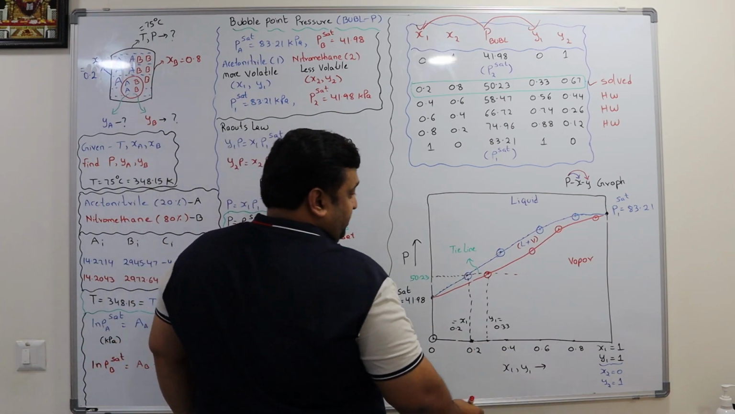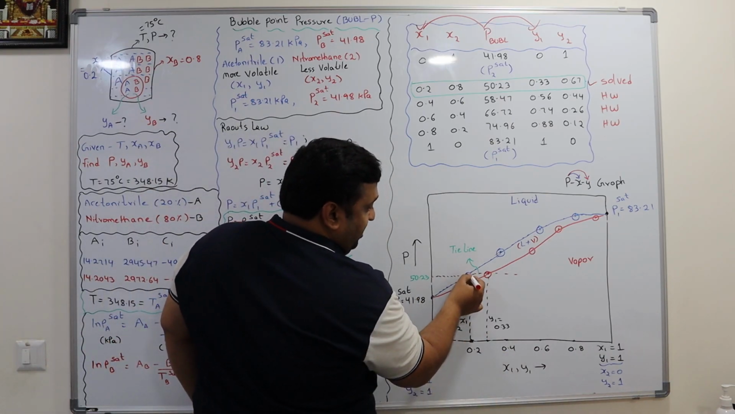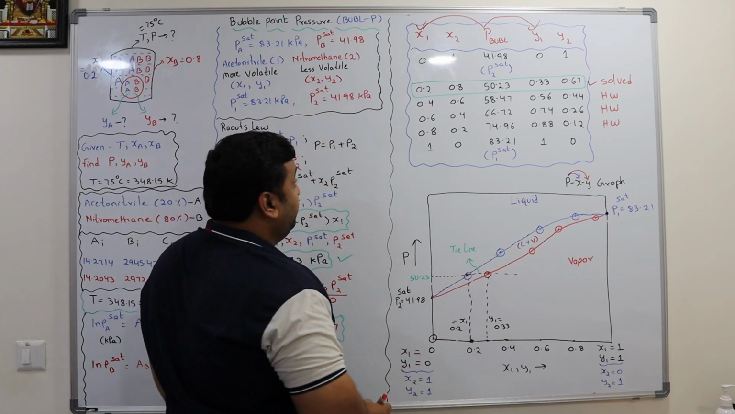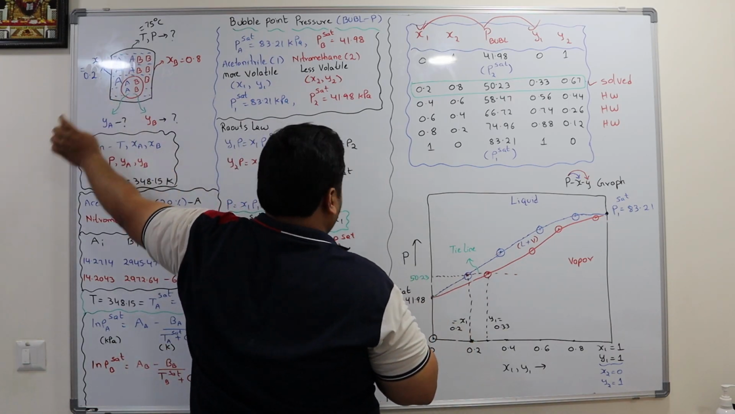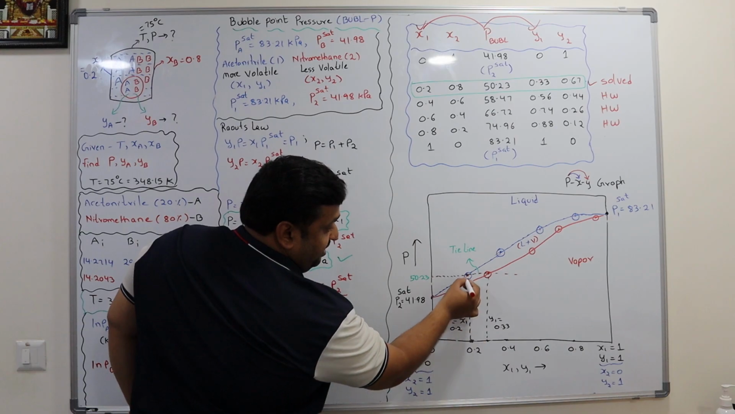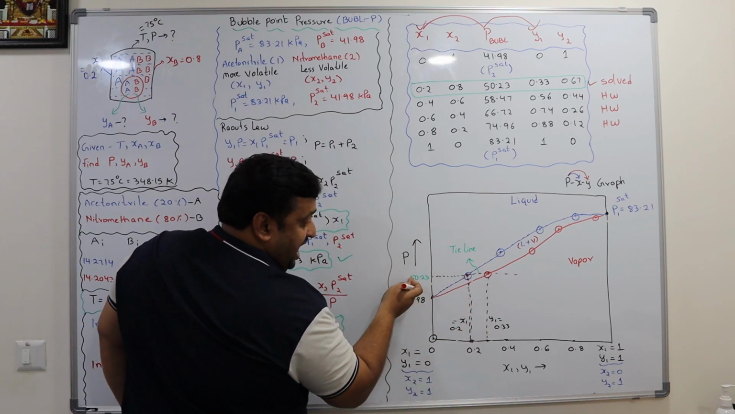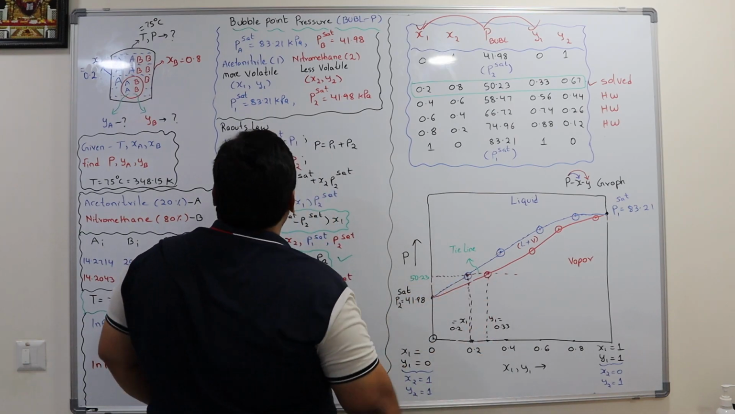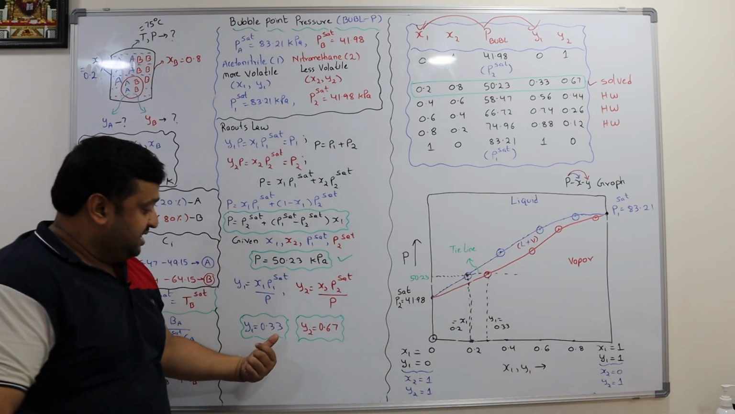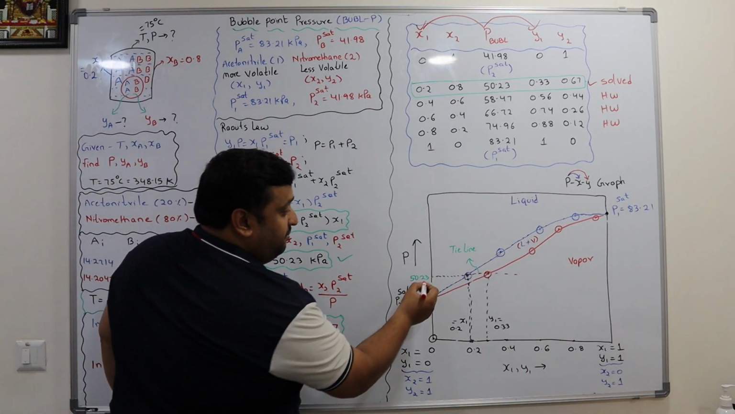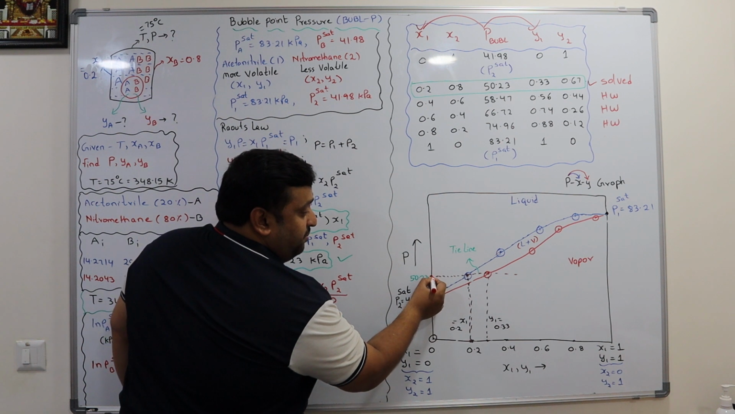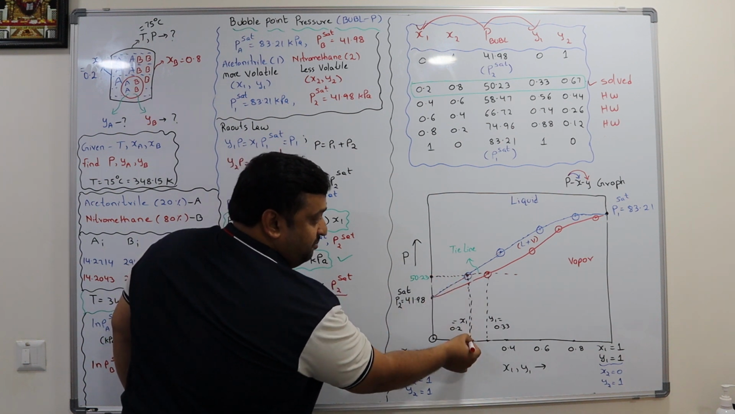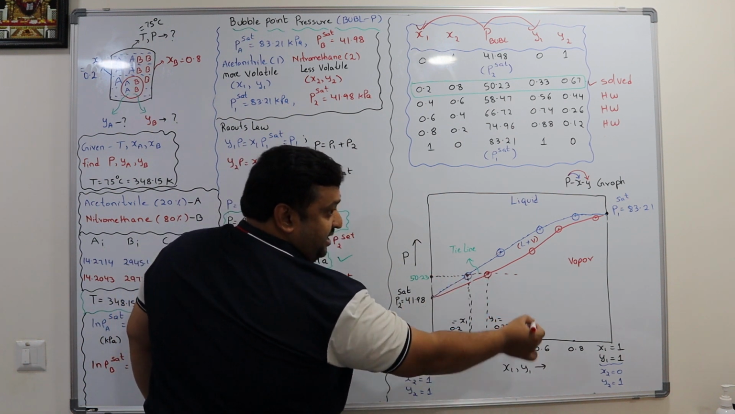Okay, you can see what is this blue one? This is called x1. Okay, x1 it is called 20%. That's why it's called touching at 20%. Okay, this is the 20%. At the same 50, what is the y1? You have calculated it is 33%. That means at a 50 bubble point pressure, the liquid will be 20%, vapor will be 33%.